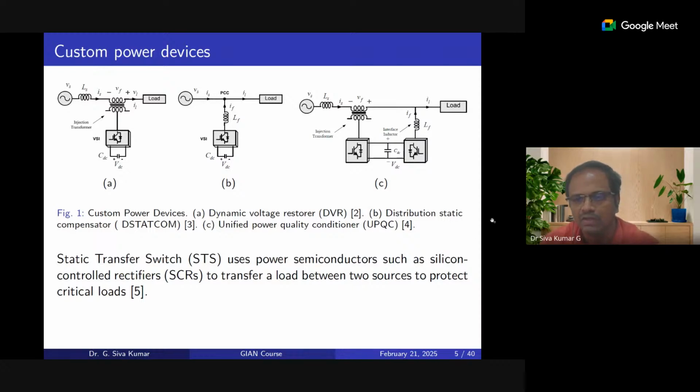Now this particular unified power quality conditioner has both the series and the shunt converters, having a common DC link.